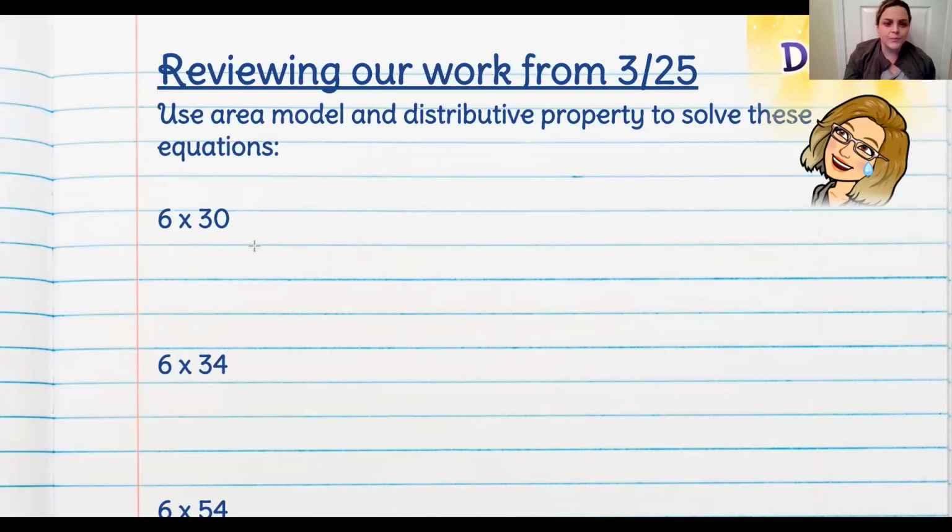One second. Okay, so we're going to start by multiplying 6 times 30. So I'm going to start with my area model. And I'm going to show you a few ways I can break this up. And let me use a different color. And of course, guys, it's kind of hard to do it on here, so please do not worry if yours is not perfect. Mine is definitely not perfect on here, but I'm trying my best. Okay, and then let me grab a marker to draw.